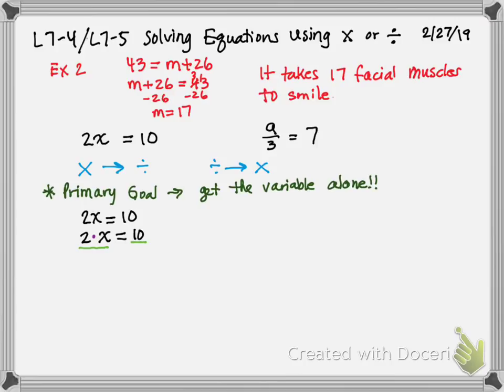So what are you going to divide by, the 2 or the 10? Remember what your goal is, to get the variable alone. If I'm multiplying 2 times x, to get x alone, I would divide both sides by 2. Guess what that's called? Division property of equality. Why? Because I'm doing division on both sides of the equation.